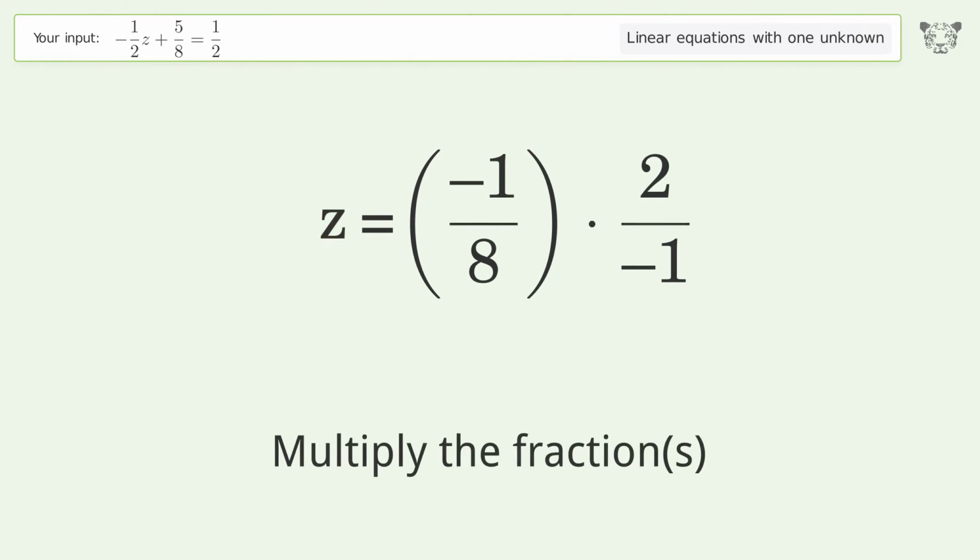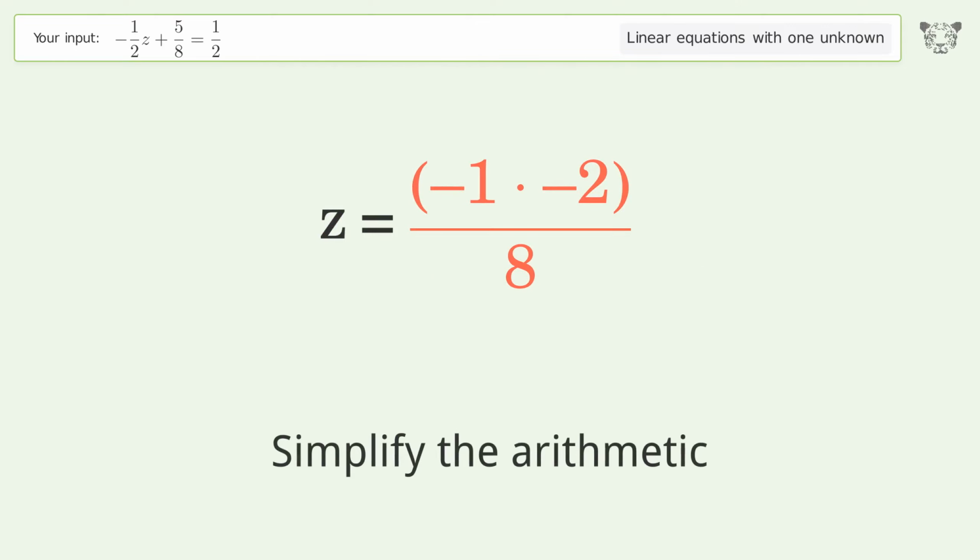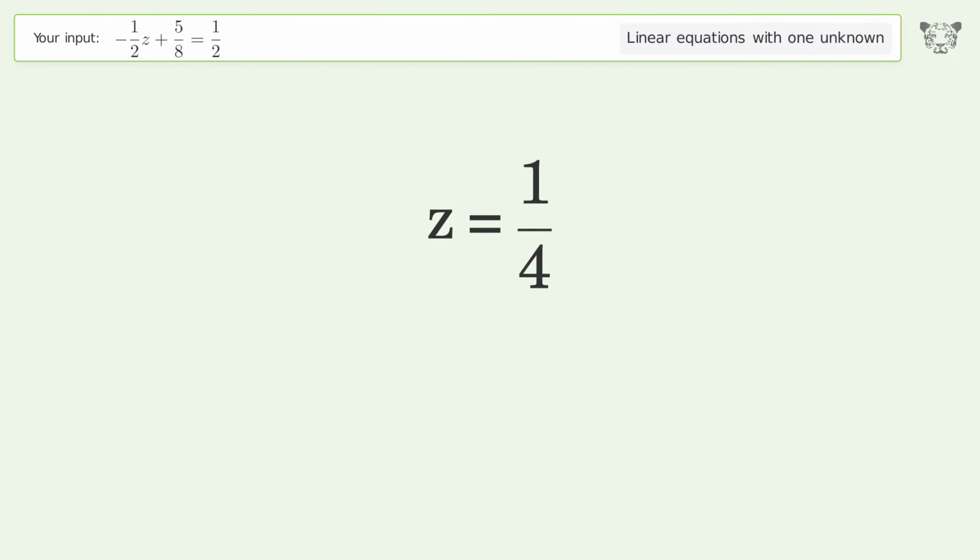Multiply the fractions. Simplify the arithmetic. And so the final result is z equals 1 over 4.